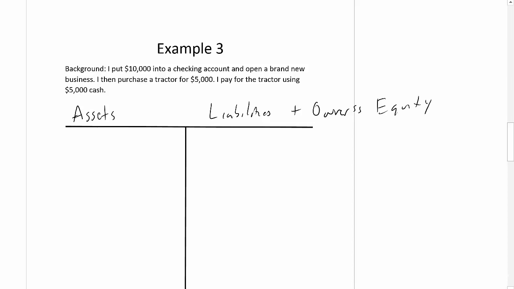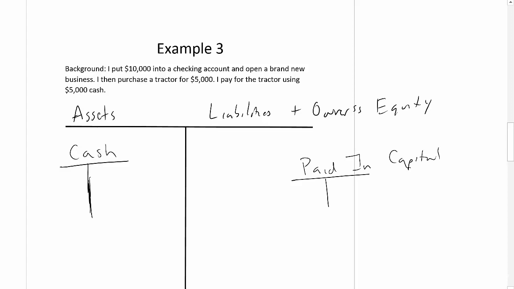So the first thing that happens is I put $10,000 into a checking account. So that's cash. So let's draw a little T account for cash here and open a brand new business, okay? So what two accounts are affected? First, it's going to be cash, and we know that. The other account, because we own all of it. We own all of this. Who has claim to this cash? We do. It is going to be paid in capital. I'm writing it over to the right because it's part of the owner's equity account. So paid in capital.